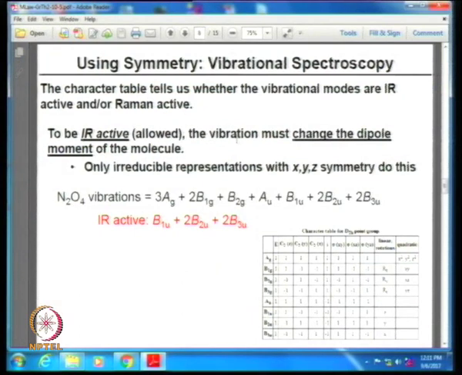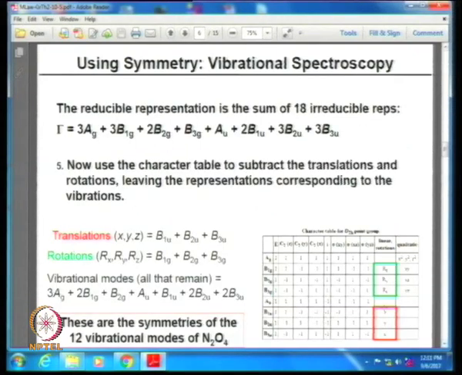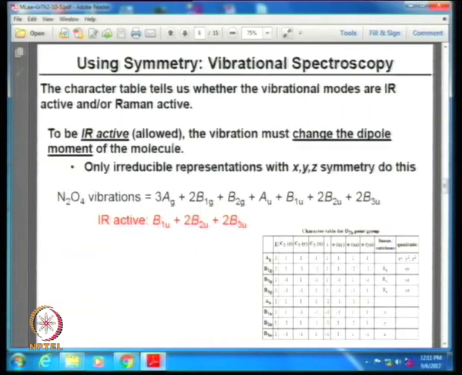For IR active, the vibration must change the dipole moment of the molecule. So the irreducible representations with x, y and z symmetry do this because the dipole moment is proportional to coordinate x, q times x. And so from this list we retain only the ones that touch x, y and z, here at the bottom, as was shown on the previous transparency. This red box is the XYZ box, and that is the only one that really matters to IR.